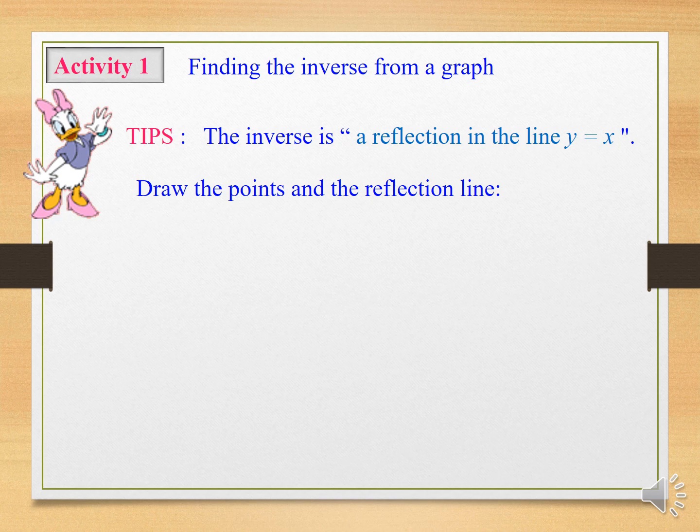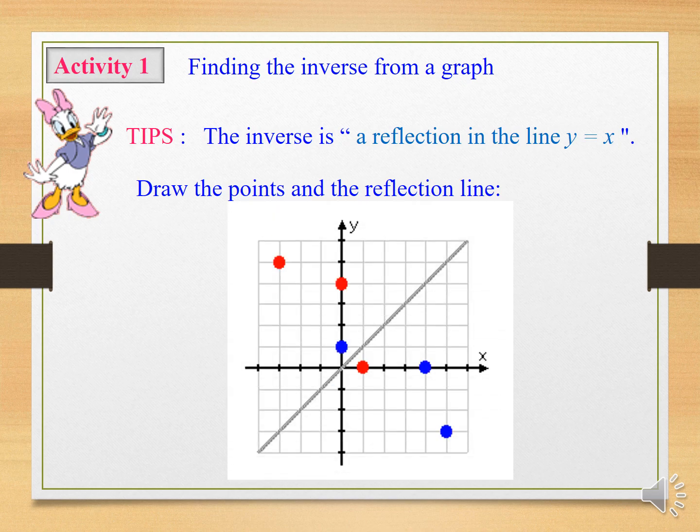Activity 1. Finding the inverse from a graph. The inverse is a reflection in the line y = x. Step 1. Draw the points and the reflection line. For example, we have 3 points on the graph, and we want to reflect the points by the reflection line y = x.